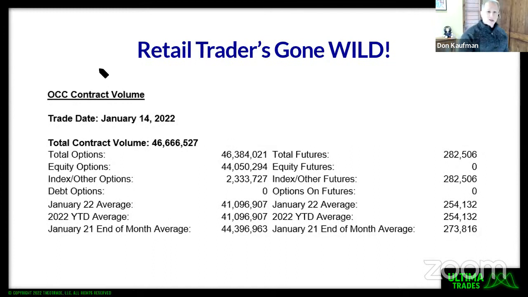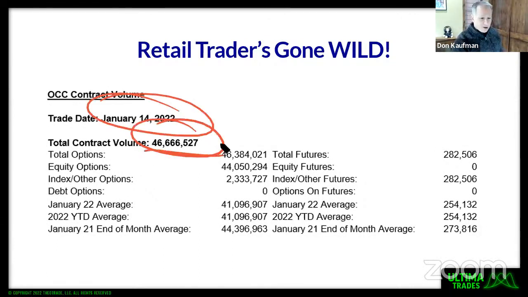By the way, yesterday we did 43 million, but this was from January 14th. It was from last Friday. We did 46.66 million option contracts. That is a sick number. It's just ridiculous. The average in 2022 has been about 41 million, but last year at this point in time, we're doing 44 million. So we're rocking, and it still continues to kind of pick up.